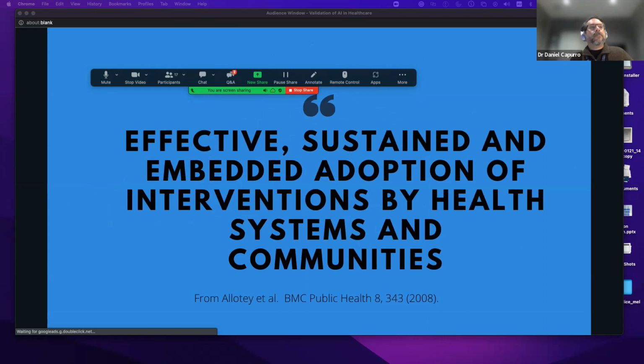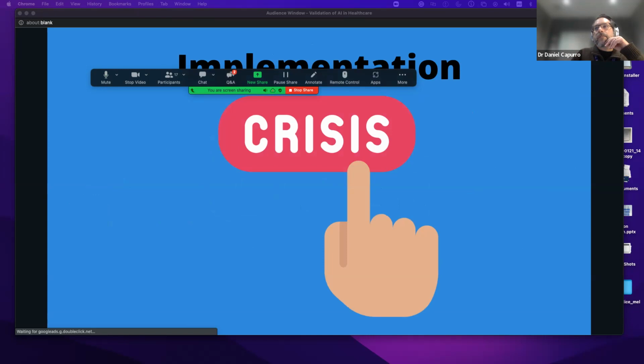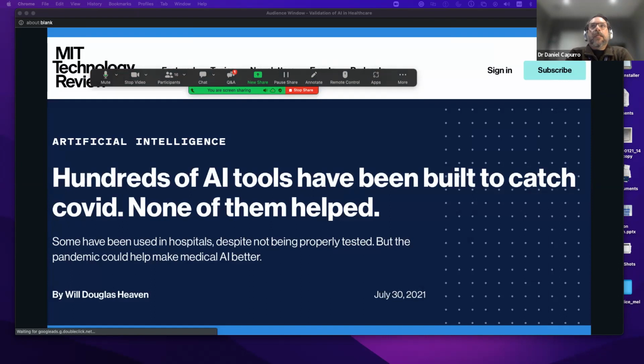And we see the problem when we read some news articles that have been appearing lately. So we're in an implementation crisis of AI in healthcare. This is an article by the MIT Technology Review, from about a year ago, that reported hundreds of AI tools have been built to catch COVID. None of them helped. Some have been used in hospitals despite not being properly tested, and a bunch of them were never, ever used.